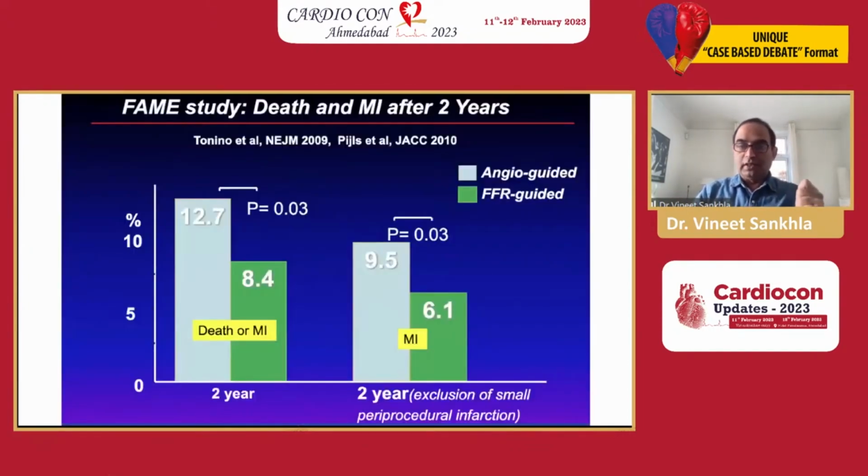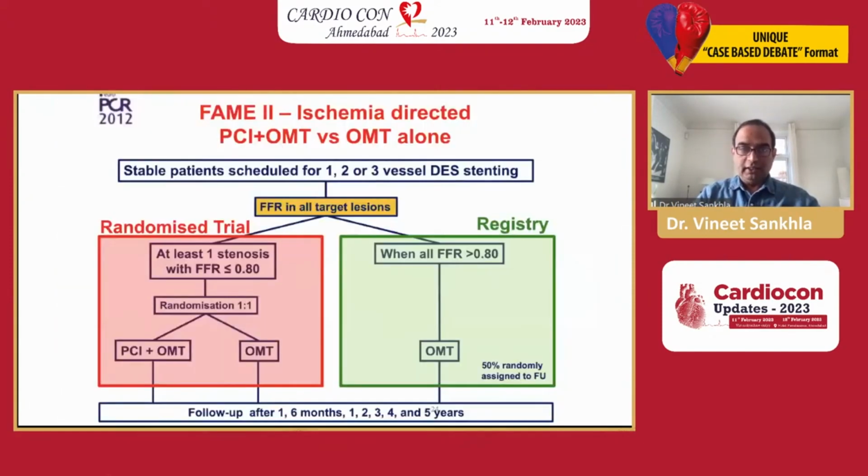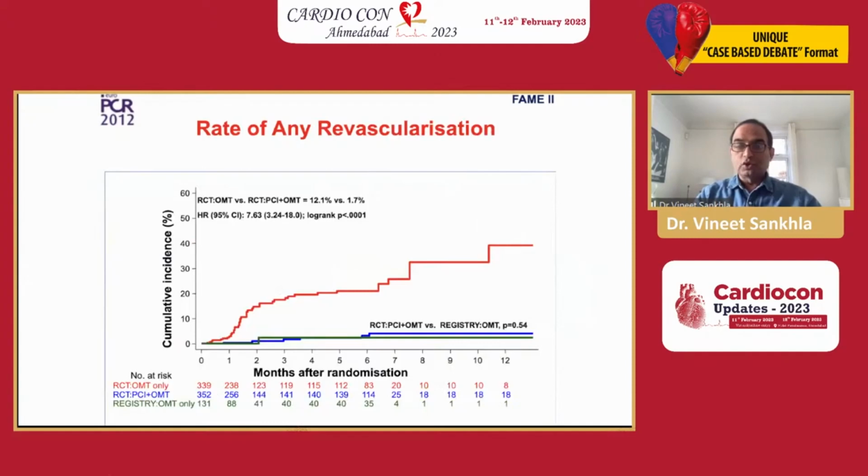And then the FAME study proved that if the FFR is less than 0.8, it is better to intervene in this patient rather than put them on medical therapy alone. Death and MI after 2 years fared better in patients who were offered intervention if the FFR was less than 0.8. In FAME 2, ischemia-directed PCI plus OMT was compared with OMT alone, meaning for patients who had FFR less than 0.8, whether to offer PCI plus OMT or OMT alone. And again, it was proven that in patients offered PCI plus OMT with FFR less than 0.8, the cumulative incidence of MI and death was much better.